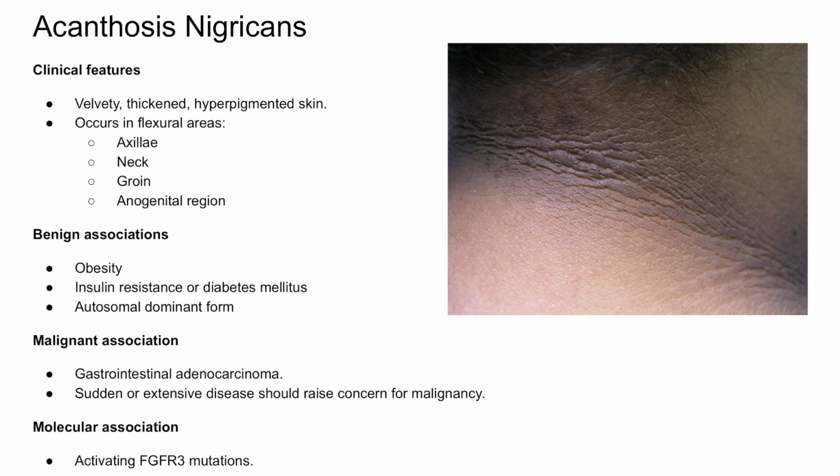A sudden extensive onset in an older adult, especially involving the mouth or accompanied by tripe palms and weight loss, raises concern for malignant acanthosis nigricans. And so the classic associated malignancy is GI adenocarcinoma, particularly gastric adenocarcinoma.